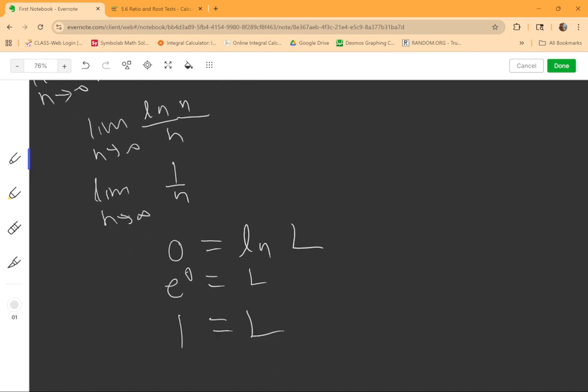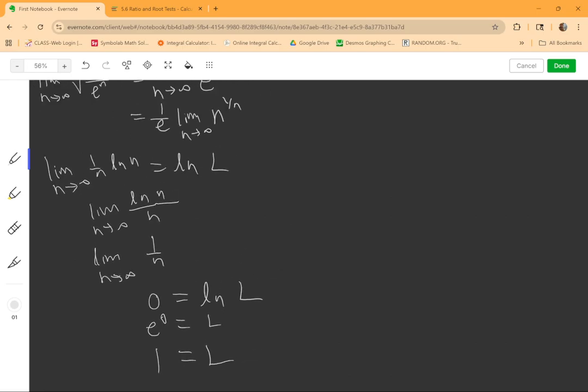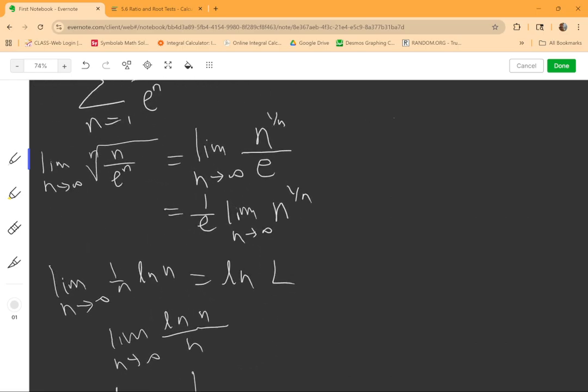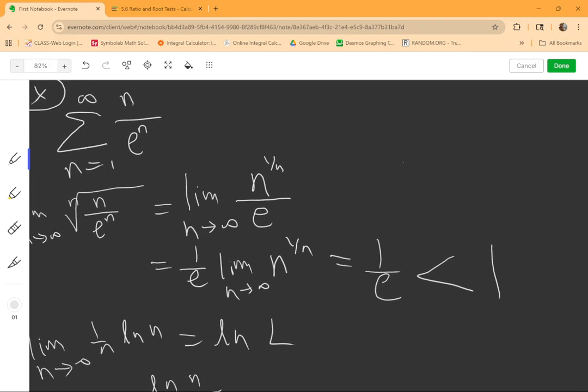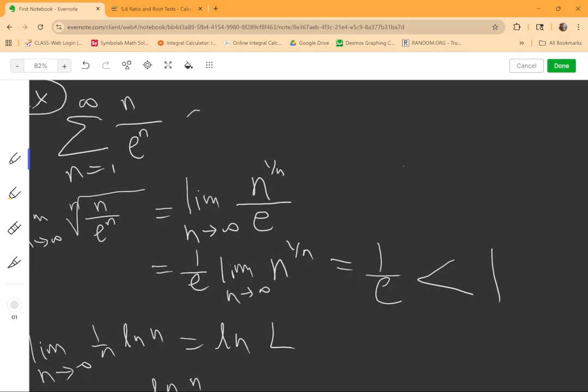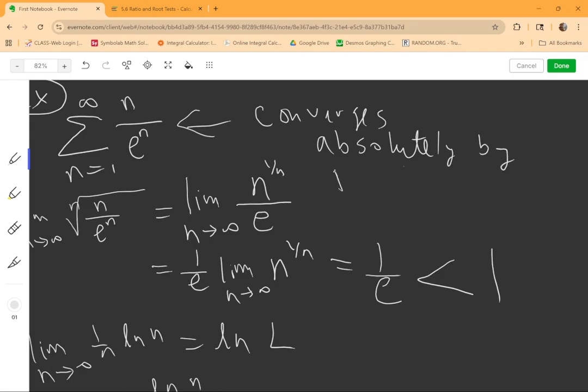All right, now be careful, right? That was not my total limit here. That's just going back to our original problem here. The limit up here is 1, but we still have that constant 1 over e. So the result of this limit is 1 over e, which is less than 1, right? e is approximately 2.1 something. So what that tells us is that by the root test, this series converges absolutely.